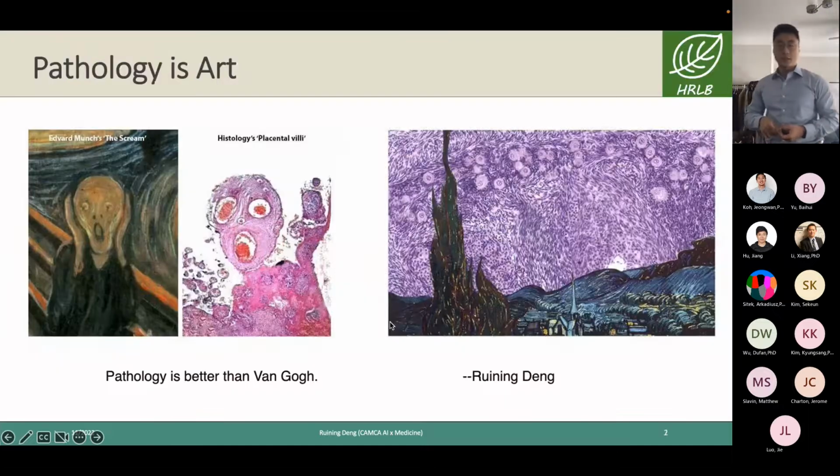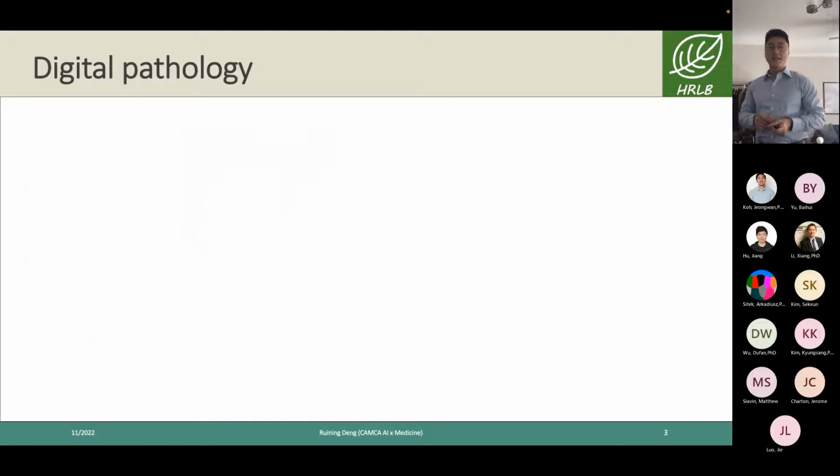For the past three or four years, most of my research has focused on pathological images. Looking at those pathological images for a long time, I realized that pathology is really beautiful, better than Van Gogh in my view. They also show us tremendously useful knowledge about medicine and human biology. So I really like pathological images.